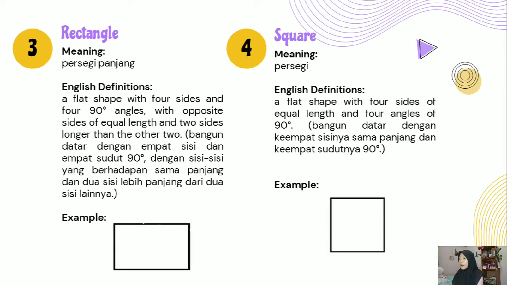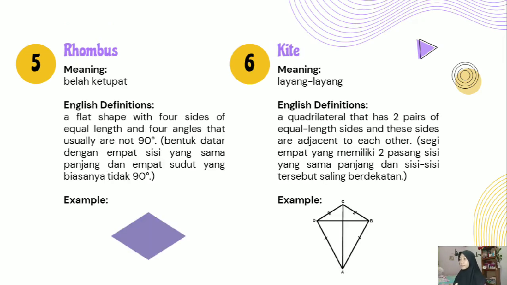Number 4, square, meaning is persegi. English definition, a flat shape with 4 sides of equal length and 4 angles of 90 degree. Number 5, rhombus, meaning is belah ketupat. English definition, a flat shape with 4 sides of equal length and 4 angles that usually are not 90 degree.